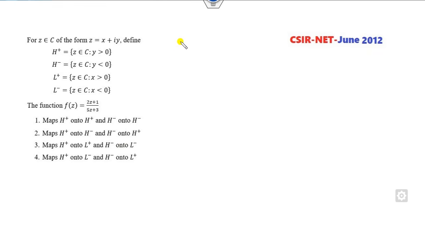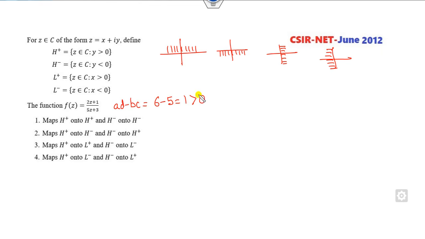Look at this another one. Again, this is my first case, Y is negative. This is my second case, X is positive. This is the third case. This is my fourth case. So what is that? AD minus BC. So 6 minus 5, 1, greater than 0.